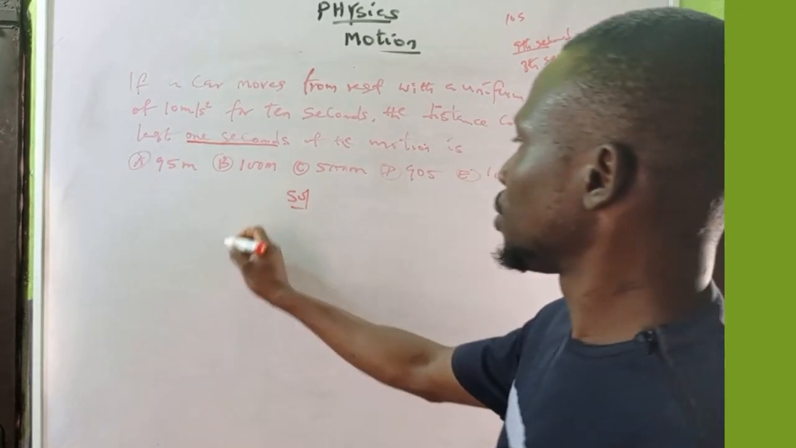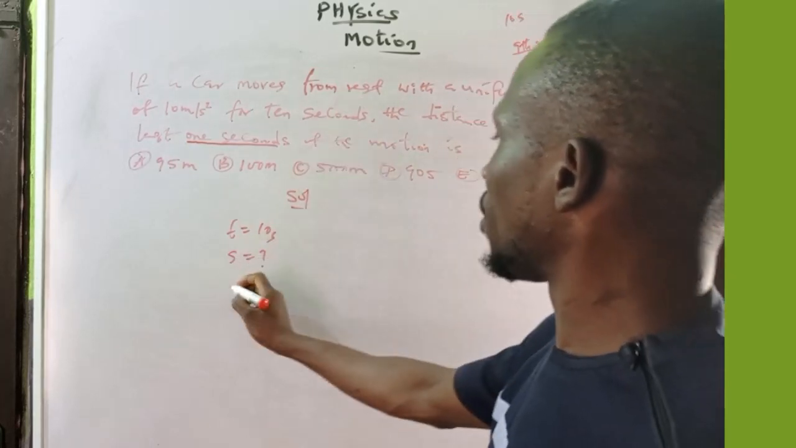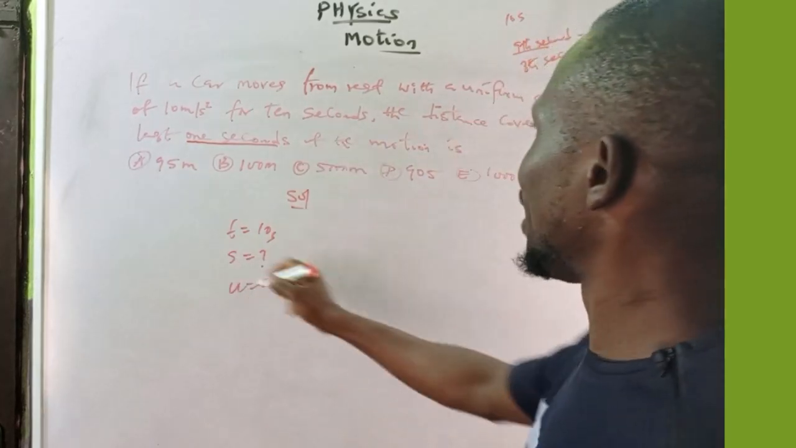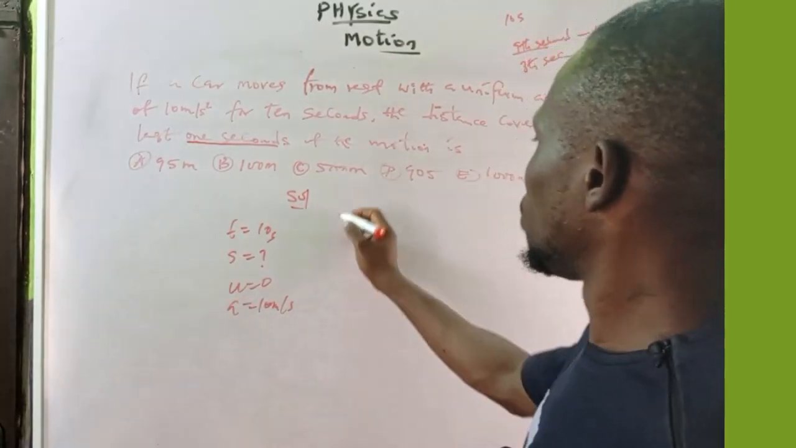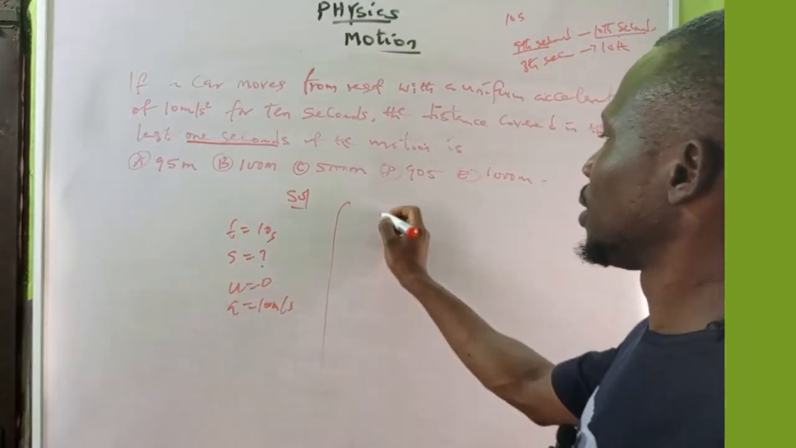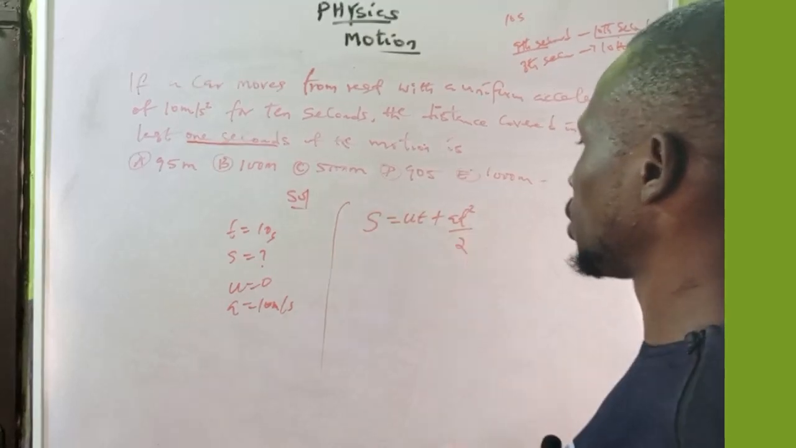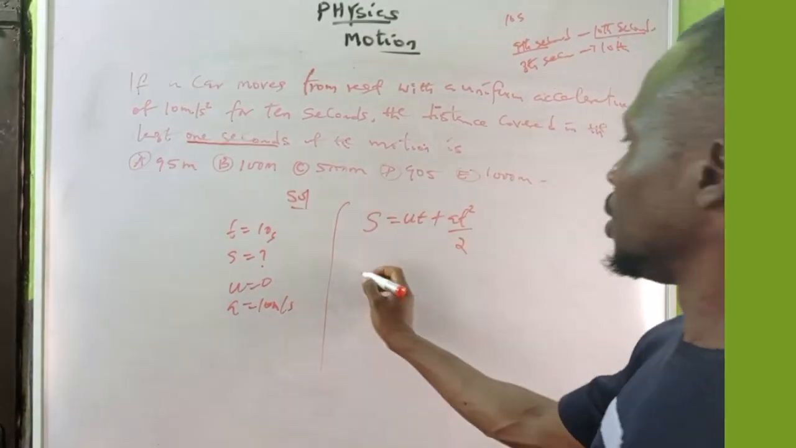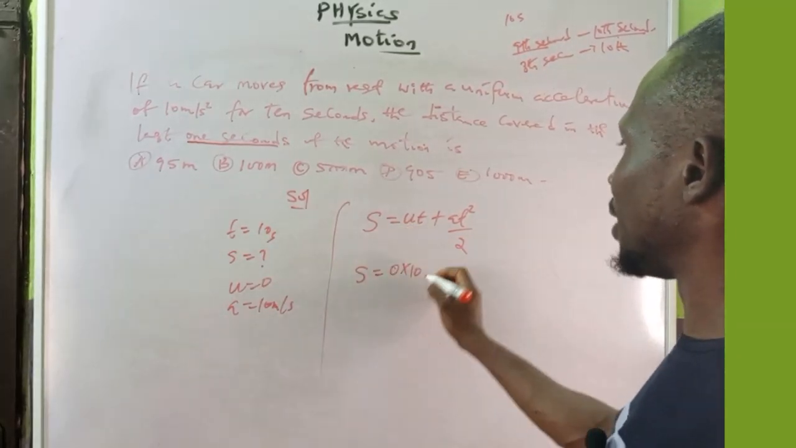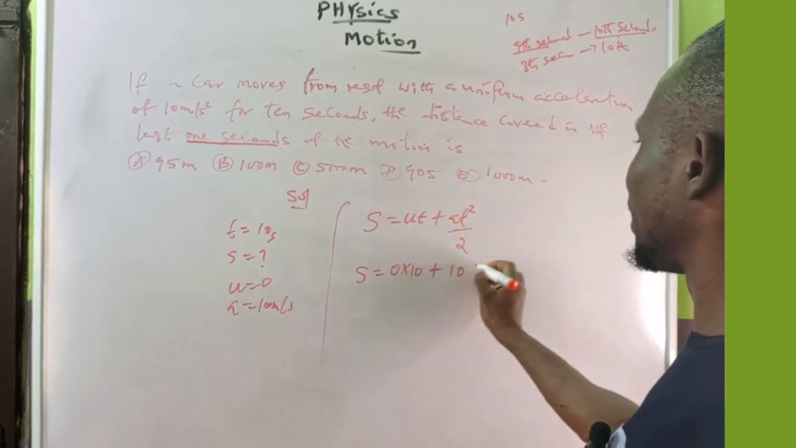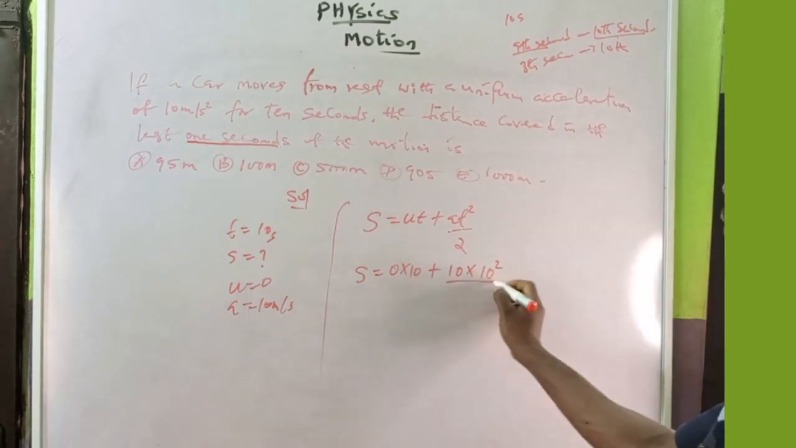At 10 seconds, when the time is 10 seconds, what is the distance? If you start from rest, u is 0 and the acceleration is what? 10 meters per second squared. Which formula has s? The formula that has s is s equals ut plus at squared over 2, is it not? So what is the distance at 10 seconds? What is the initial velocity? 0 times 10 plus, what is the acceleration? 10 times, what is the time? For the 10th second, 10 squared over 2, right?